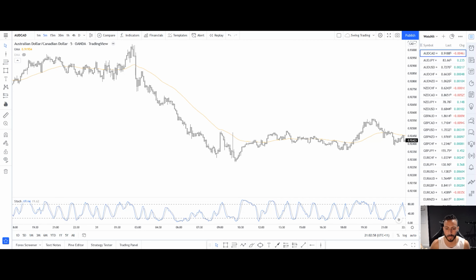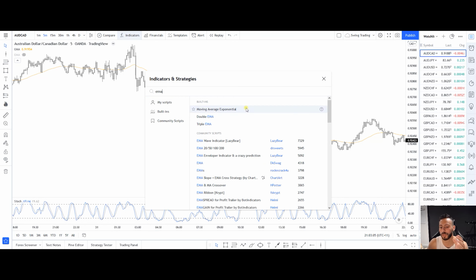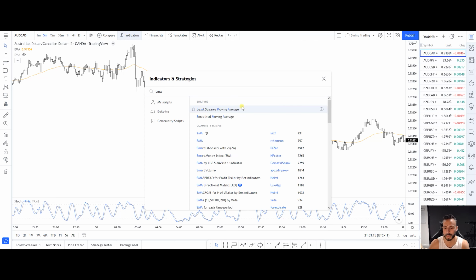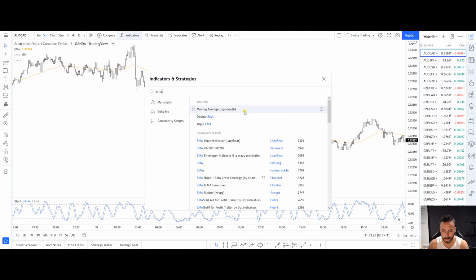Okay, so the first indicator we want to add is the exponential moving average. So go to indicators, type in EMA. You get a simple moving average and an exponential moving average. Exponential basically just calculates things a bit faster and moves a bit more rapidly, so it's really good to use on a lower time frame. And the simple moving average usually works on a bit of a higher time frame. So I like to use the EMA.